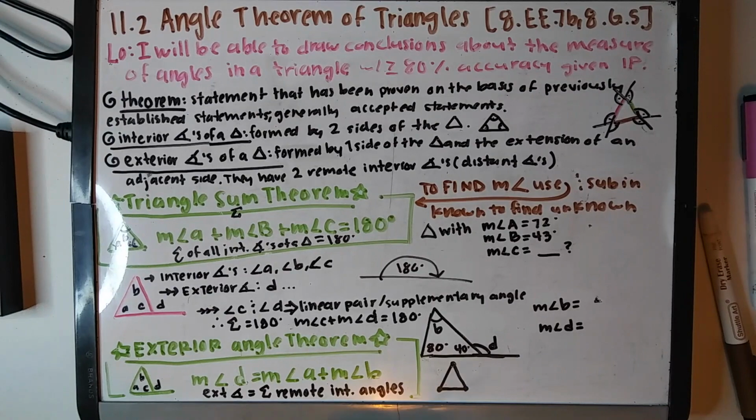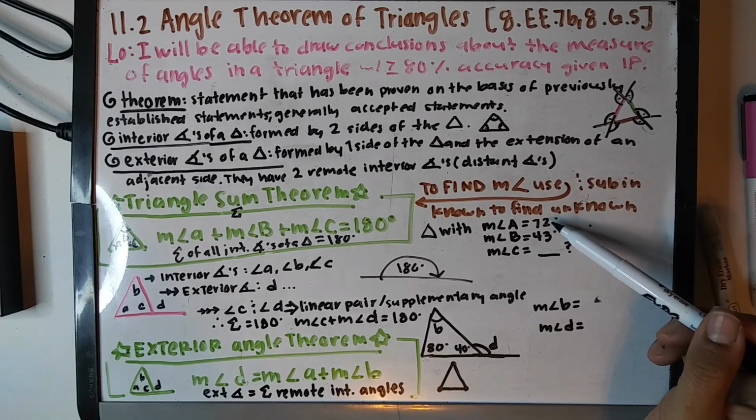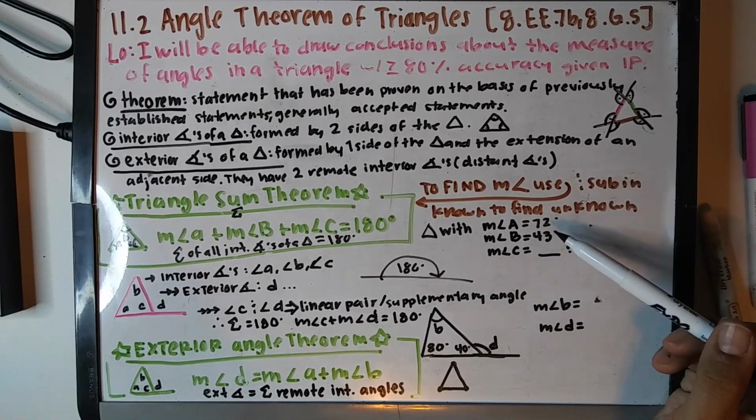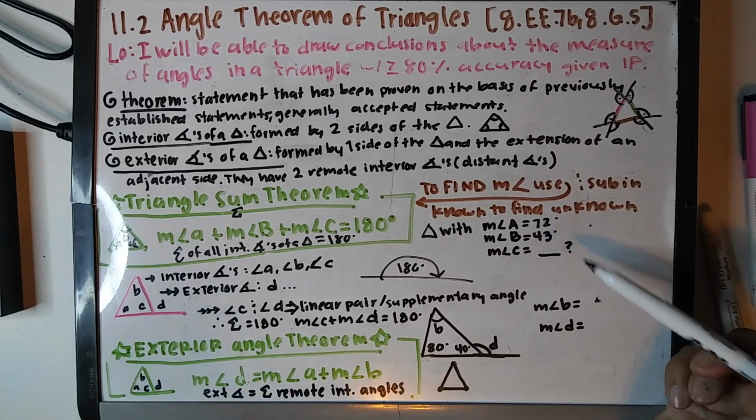We're going to use that to figure out the measurement of an angle that I don't know, okay? So in this case, imagine that I'm given a triangle with angle A is 72 and this one is 43, and I don't know this one, okay? So what I'm going to do is add them all together, and that has to give me 180.